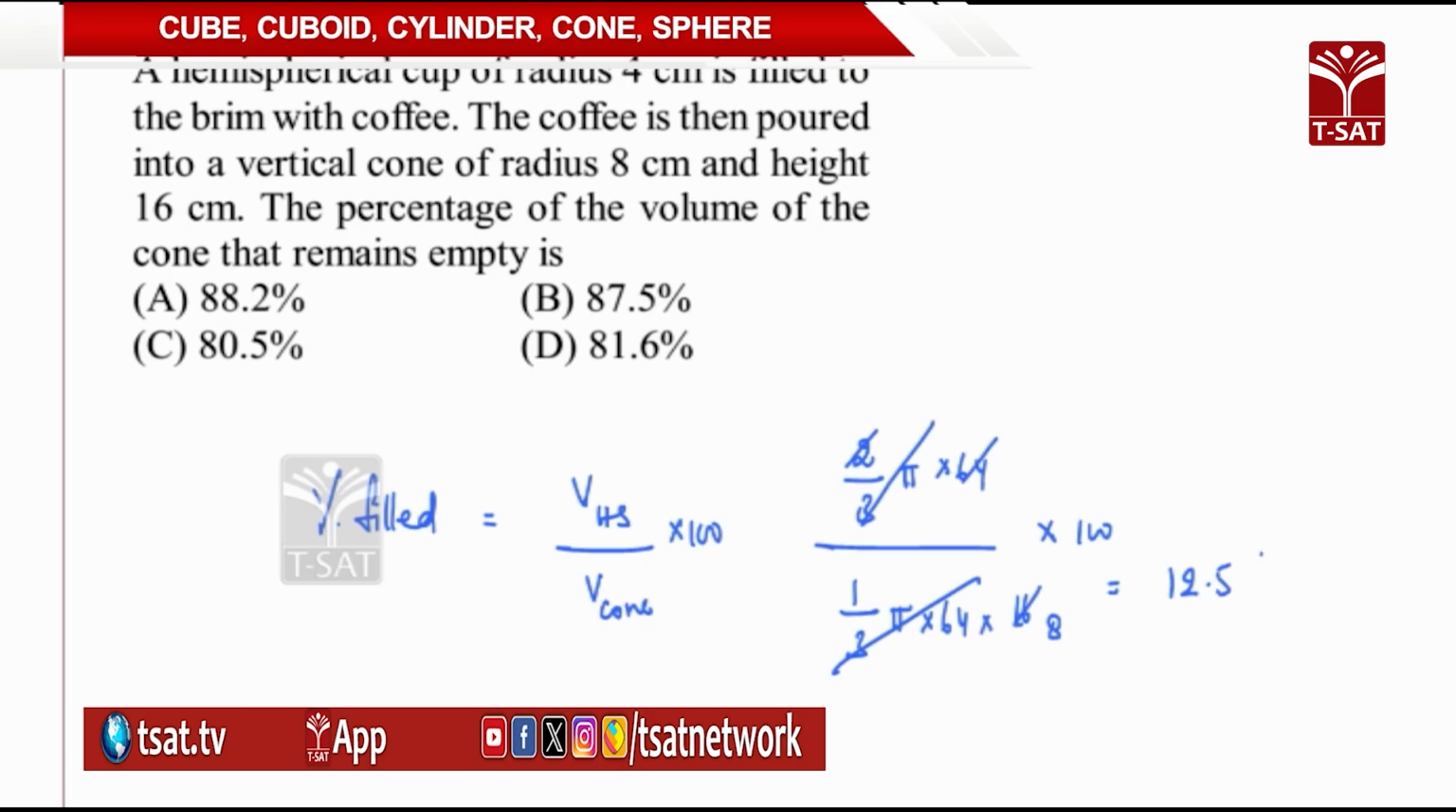If 12.5% of the cone is filled, therefore 87.5% of the cone is empty. So you are filling only 12.5%, 1/8 of the cone is filled. So the rest, 7 by 8 of the cone, is empty, which is 87.5%.